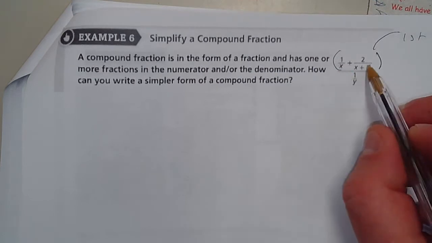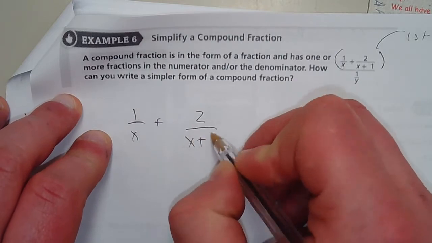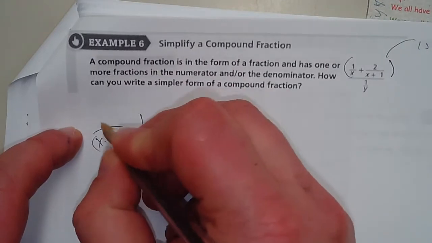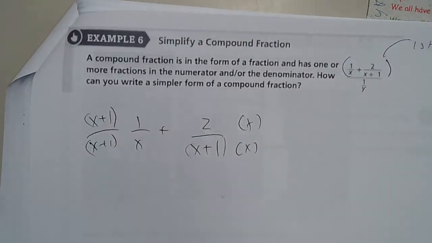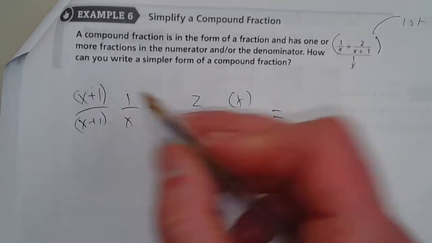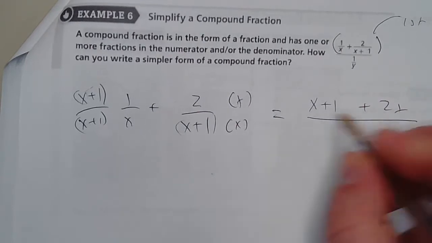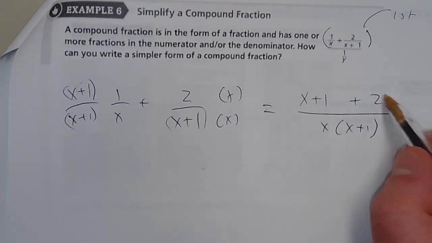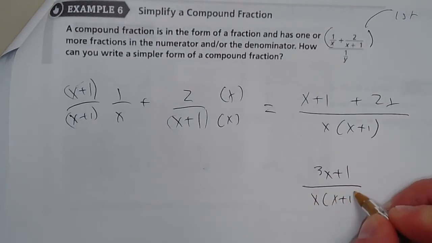In this case, if we want to add these 2 things, they are going to need common denominators. So I have 1 over x and I have 2 over x plus 1. All I can do is multiply them by each other. They don't have anything in common as far as those factors go. So x plus 1 over x plus 1 here, x over x here. Okay, so what are we dealing with? We would have x plus 1 and 2x all over x times x plus 1. Combining like terms there, that's going to be 3x plus 1 over x times x plus 1.